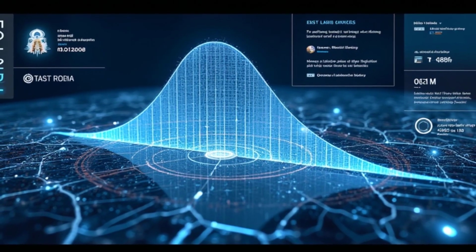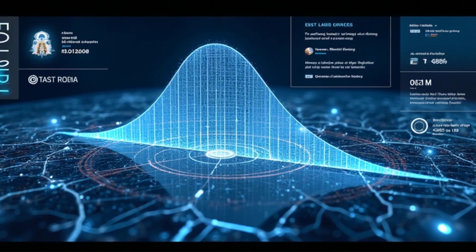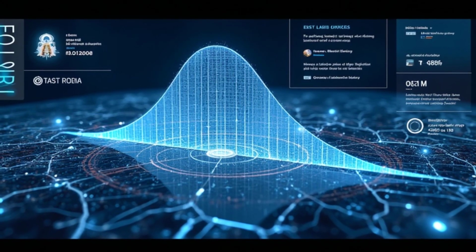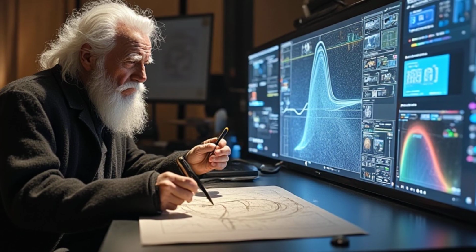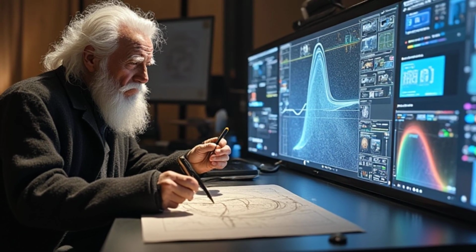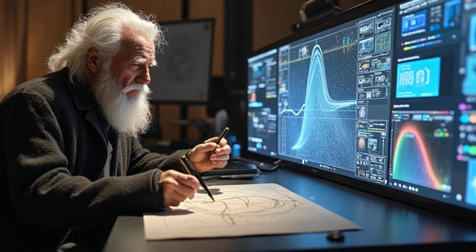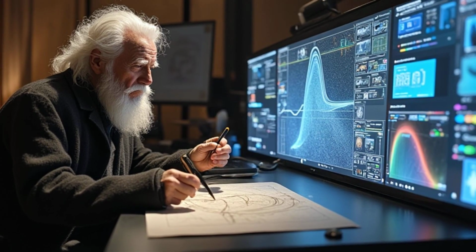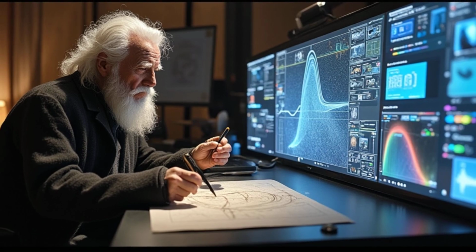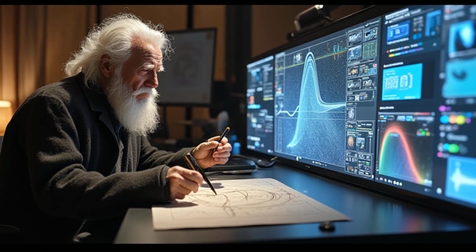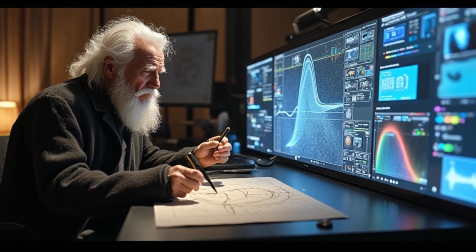It shapes the algorithms that decide which buildings to destroy, which neighborhoods to evacuate, which people to classify as acceptable losses. Military planners still use Gaussian distributions to model everything from weapons accuracy to enemy response times. The curve that Carl Friedrich Gauss discovered while studying star positions continues to influence decisions about who lives and who dies in conflicts around the world.